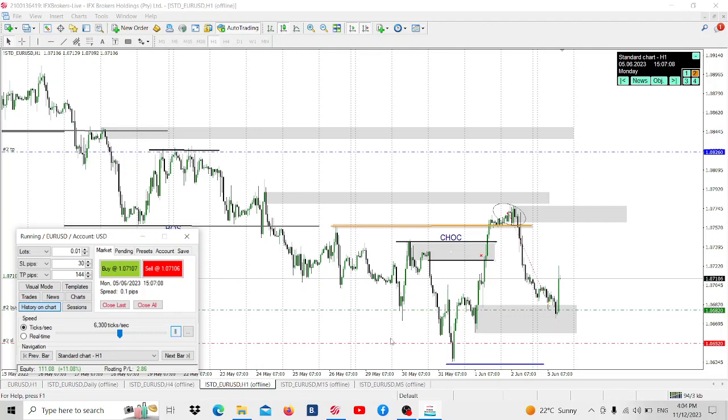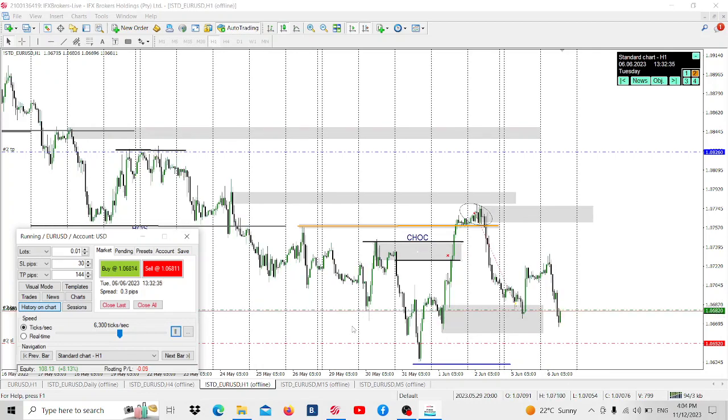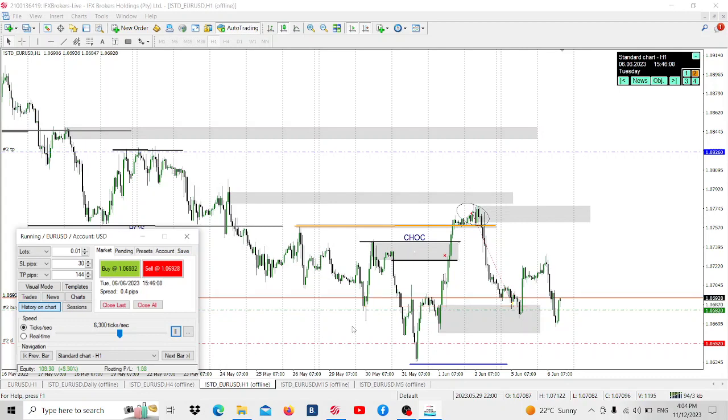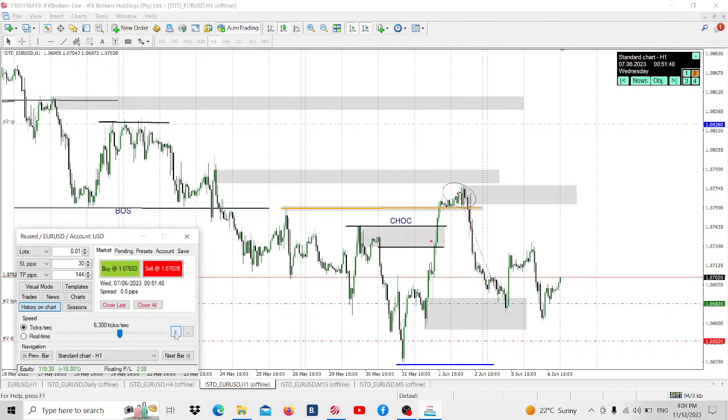Let's see how it moves. Okay, let's pause for a minute. Let's analyze what just happened, right? Now, you can see that here, on a smaller time frame, this is our break of structure. Our first break of structure.